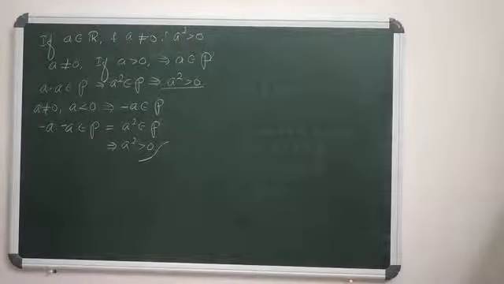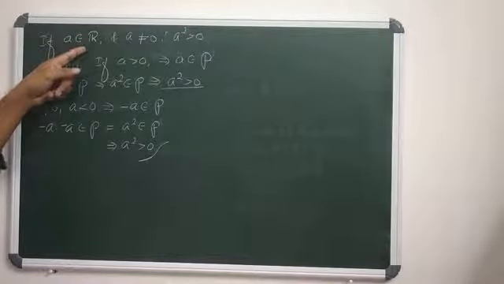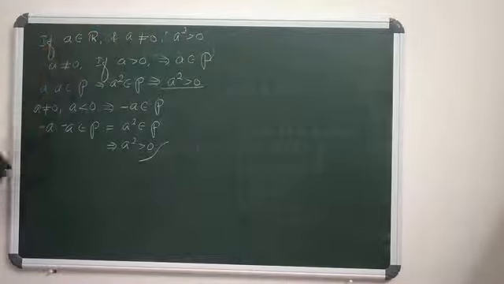How can you prove that 1 is positive, 1 greater than 0? Put A equals 1. 1 is a real number. Then since 1 is not 0, 1 is positive. So it is 1 greater than 0. Then 1 into 1 is positive, 1 greater than 0. Okay.